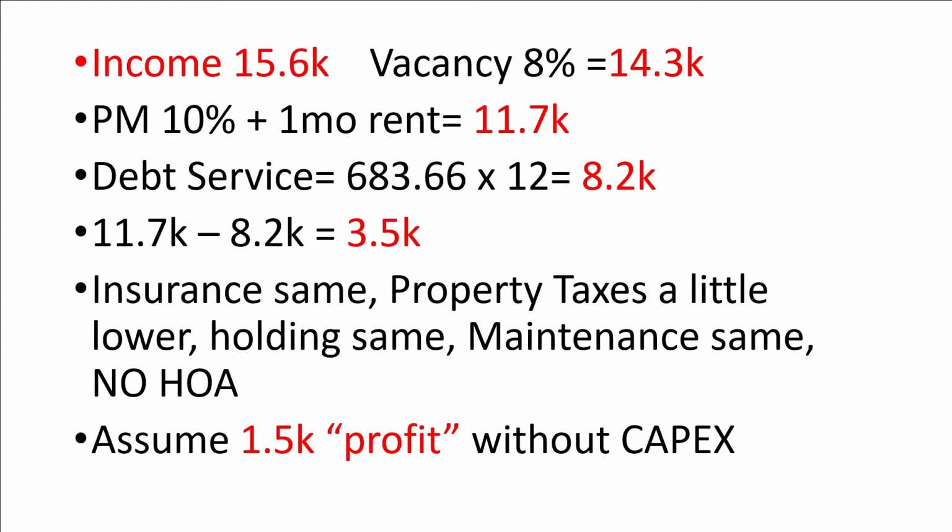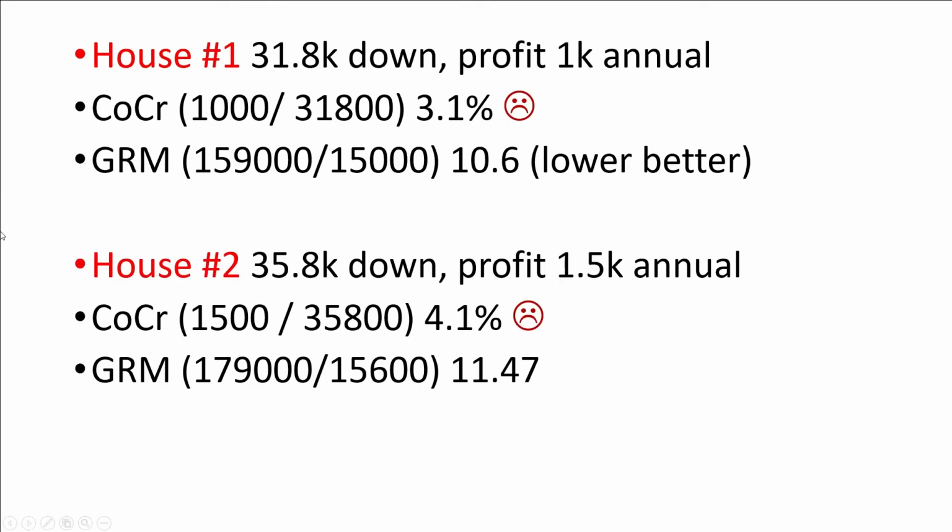So even though this one actually didn't really meet the threshold of the 50% rule, it actually does look better than the other one does. So here, house 1, 31.8 down, profit of $1,000 a year. In house 2, 35.8 down, profit of 1.5 a year. But I don't like using the 50% rule because it's only passing the eyeball test. You now have to sit down and really crunch the numbers.